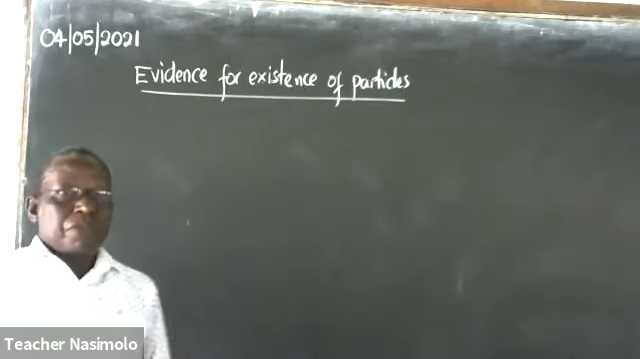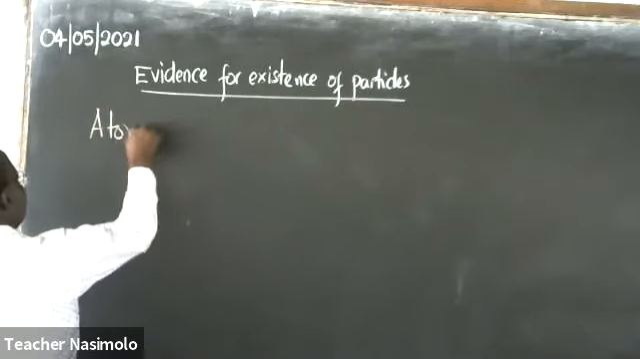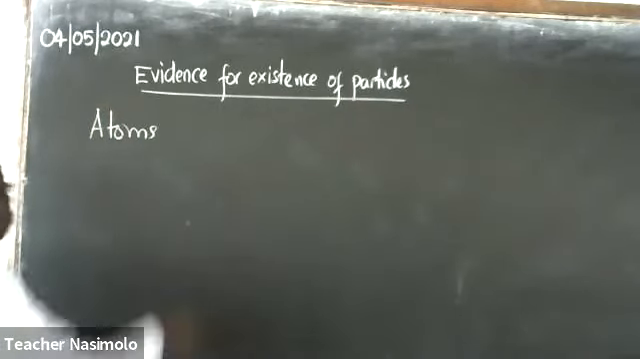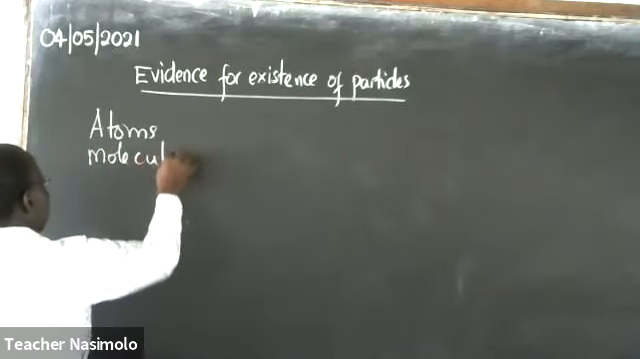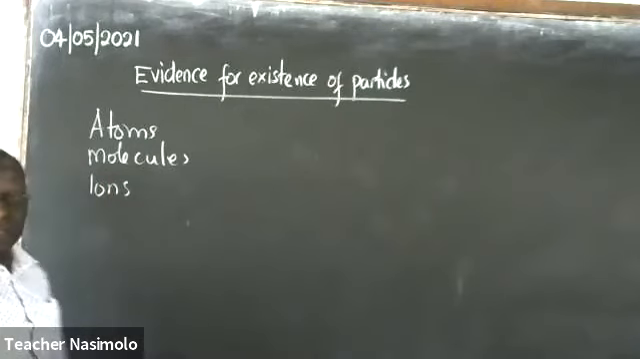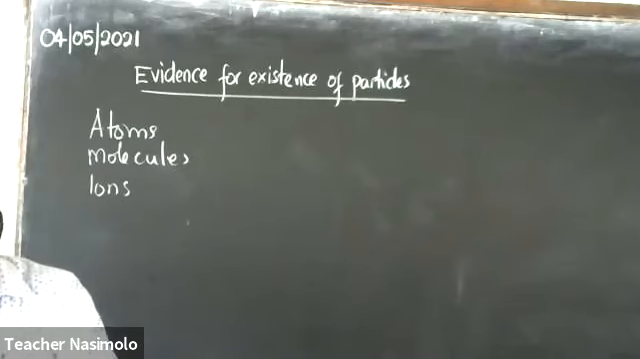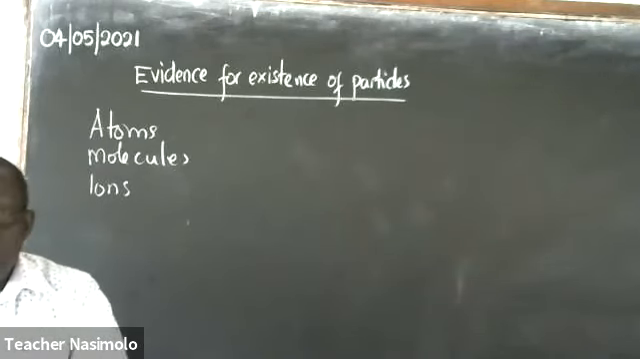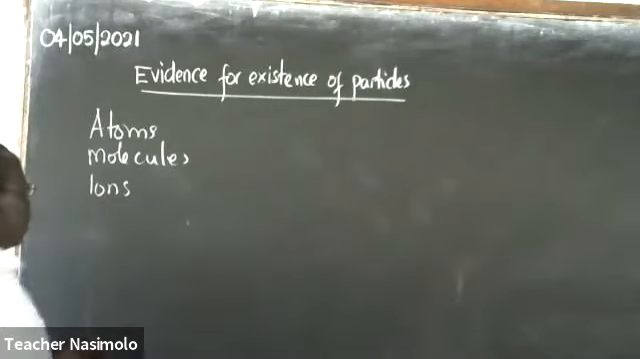Now, those particles can either be atoms, they can be molecules, or they can be ions. So we have either atoms, molecules, or ions. I'll use water and sodium chloride to explain what ions are and what molecules are.